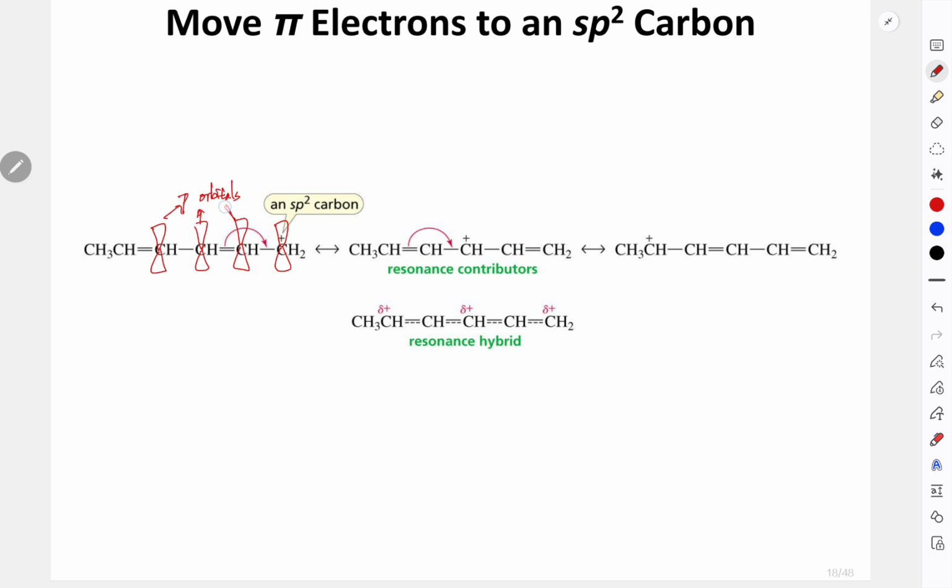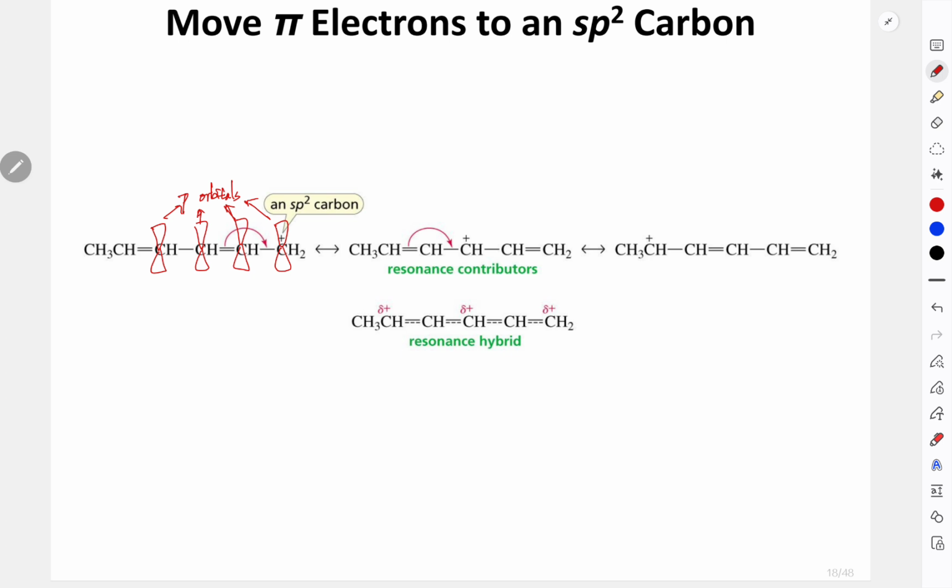Another example: again, you have a double bond here, and another sp2 carbon, the carbocation site. So then you can imagine the movement of the pi electrons. After this movement, this carbon will have a positive charge. And then you have another double bond on the left-hand side, and the pi electrons there can move to the sp2 hybridized carbon, or in other words, the p orbital. And then on the right-hand side, you can create the third resonance contributor, with the positive charge remaining on this carbon.